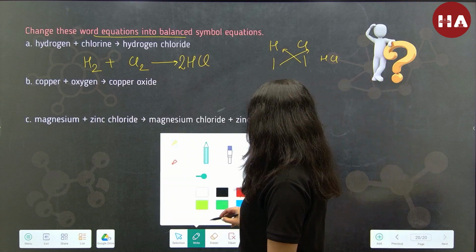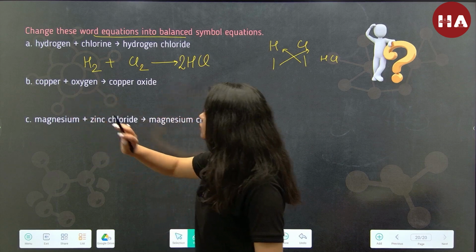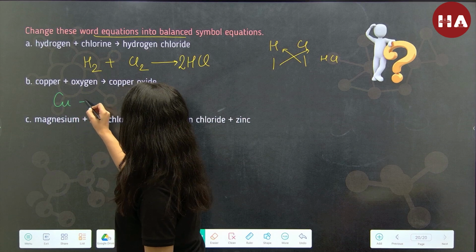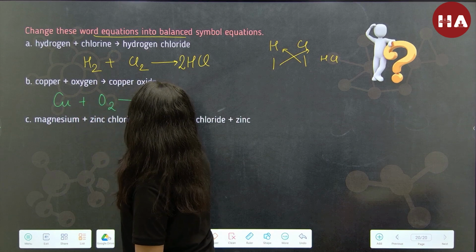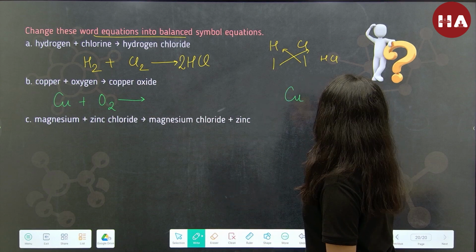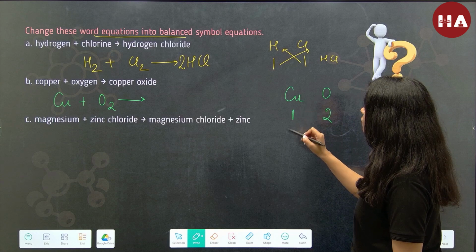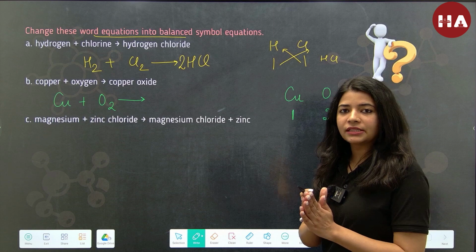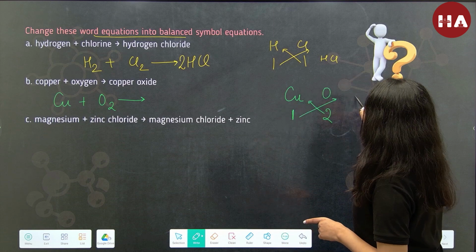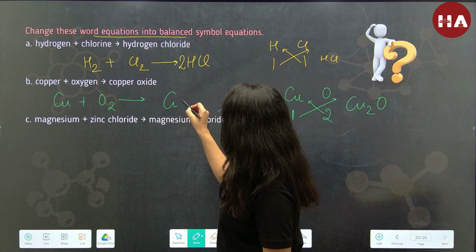Now next let's move on to the B part of this question, wherein copper is reacting with oxygen to form copper oxide, right? So copper is Cu plus oxygen is O2 forming copper oxide. Now how do I deduce the formula for copper oxide? Cu and O, okay? Oxygen valency is 2, and copper valency we consider to be 1 because there is no valency given in the bracket, so we will consider it to be 1, okay? Then we crisscross this. This will give me Cu2O, right? So this will become Cu2O.